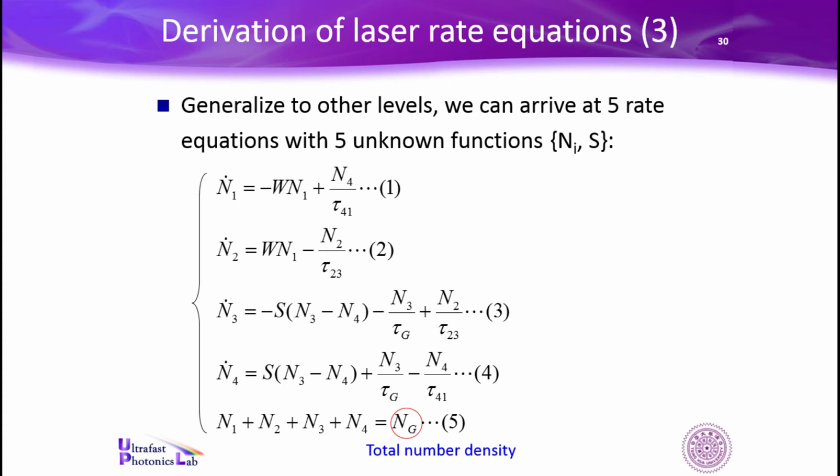Fortunately, the 5th equation is very easy. Just total number density, N1 plus N2 plus N3 plus N4 must be a constant N sub g. Because all the electrons simply redistribute among these 4 states, 4 levels, right? No electrons can escape. No electrons can be generated from nothing. 所以不论你怎么分配，总和是一个常数。So this is equation number 5. So our problem has been totally defined by these equations.